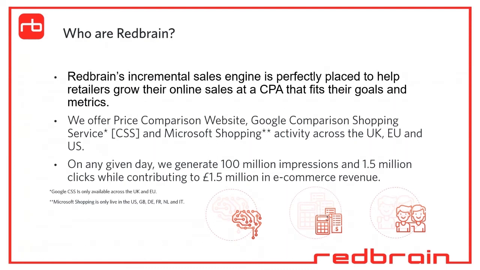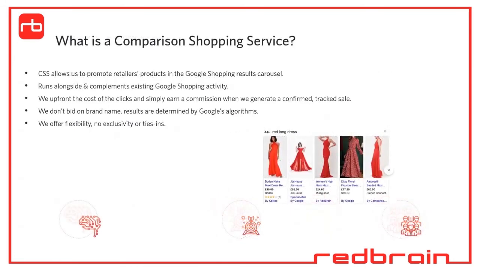And in terms of our products, we offer website activity, which we run across Europe, US, and the UK. We offer Google CSS, which is currently only live across the UK and EU, and then a Microsoft shopping service, formerly known as Bing, which is currently live in the UK, US, Germany, France, Netherlands, and Italy. And then just a little stat of what we're able to achieve. On any given day, we generate over 100 million impressions and 1.5 million clicks, whilst contributing 1.5 million in e-commerce revenue. Next slide, please, Amy.